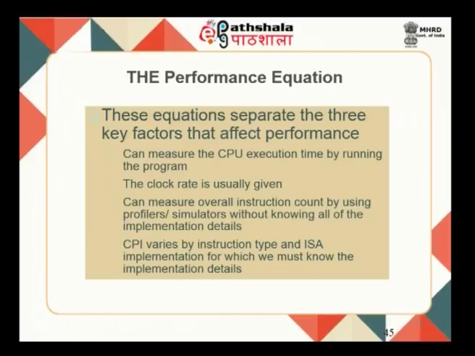Now, you can measure the CPU execution time by running the program, because unless you measure these parameters, you would not know how to reduce these values. So, if you have to measure these 3 parameters, the CPU execution time can be just measured by running the program and measuring the clock cycle time. The clock rate is normally given for any processor, and to measure the overall instruction count, you need to use special profilers or simulators without knowing all of the implementation details. And CPI varies by instruction type and ISA implementation, for which we must know the implementation details.